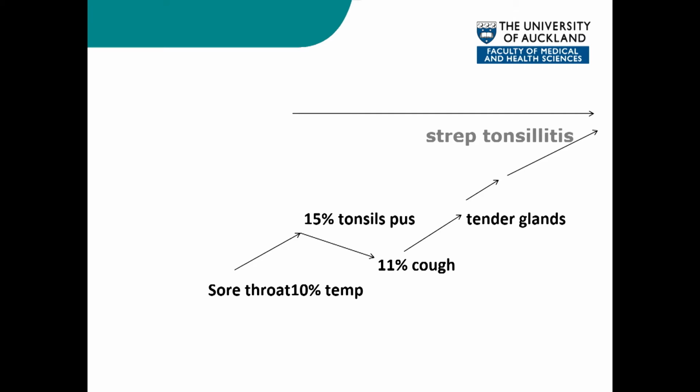If they had tender glands and pus on their tonsils, then we would start getting up to the line at the top, which is a threshold by which we would do different behaviours, either test and treat or treat. And if we kept getting negative scores, we would maybe not treat. It would be a rule out.